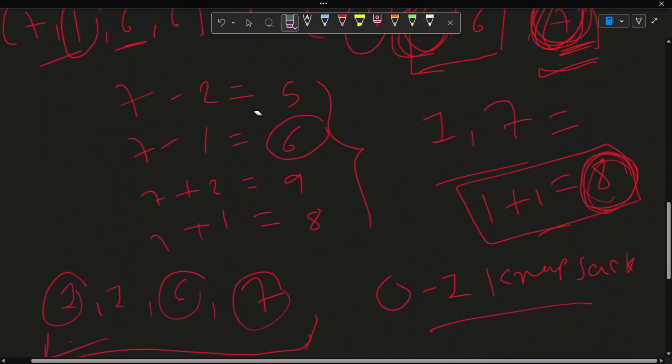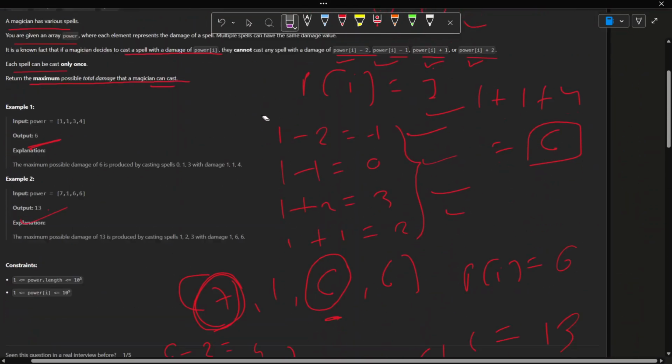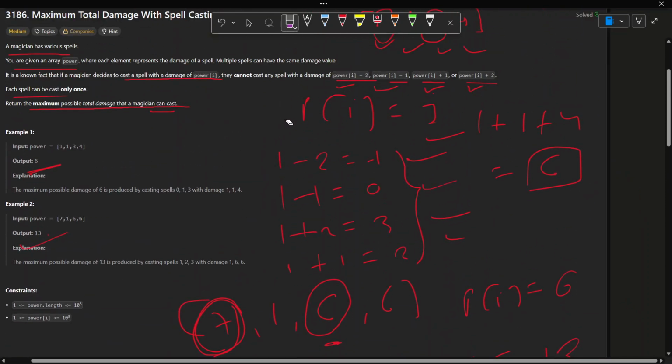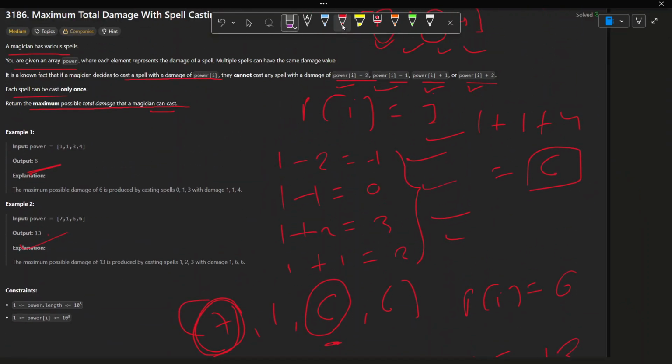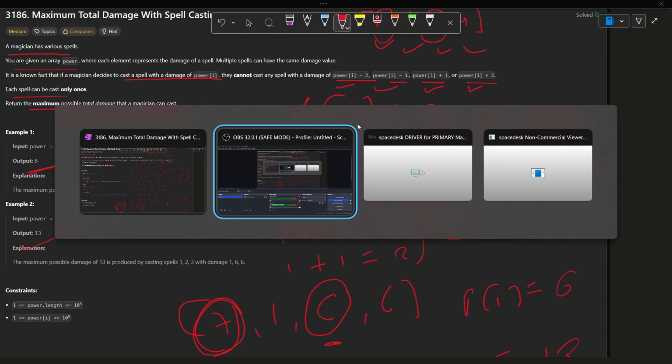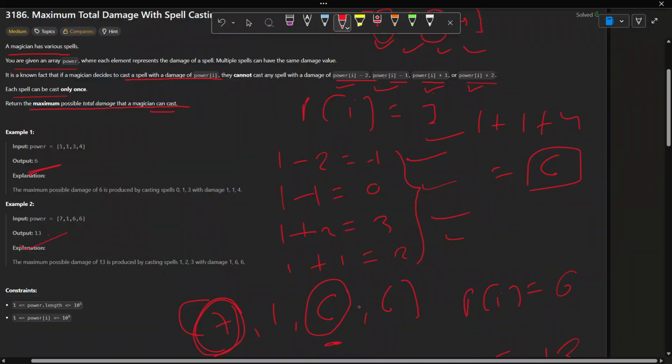So basically this kind of approach. Now we are jumping onto the code, and I will explain how I converted it into code.